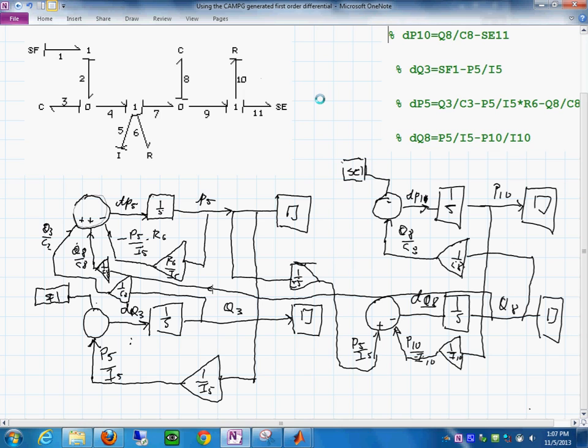Now, there is one way that we can eliminate a lot of these crossover lines, and it uses some of the storage blocks in SIMULINK, but that is something that we will see in another lecture.